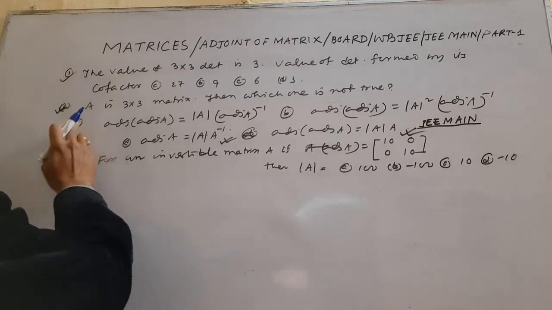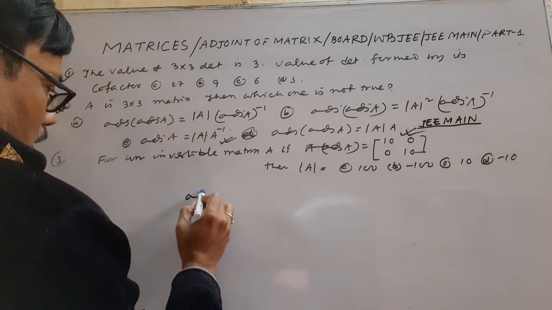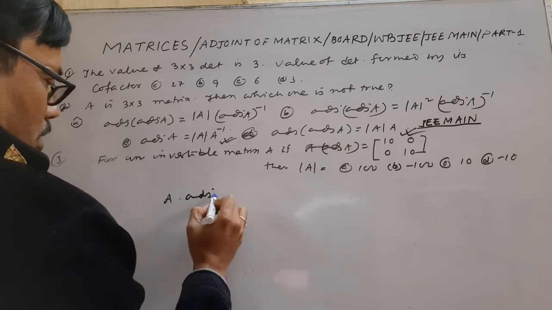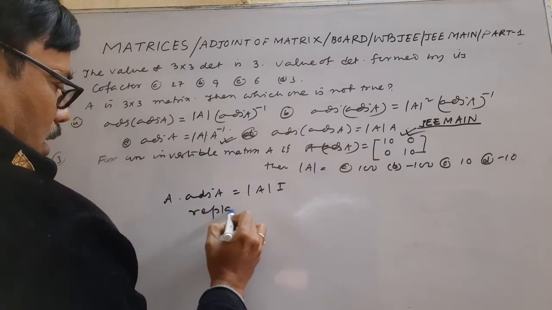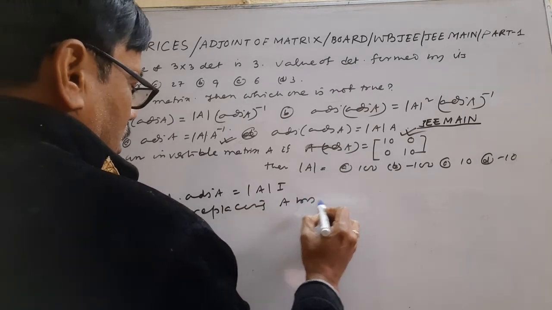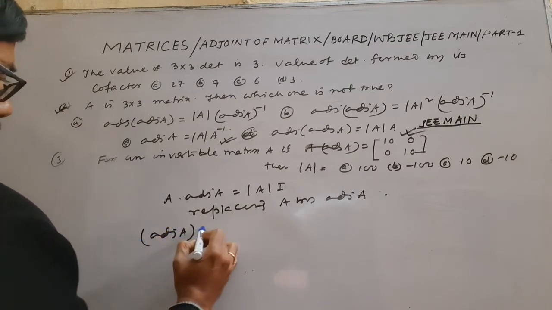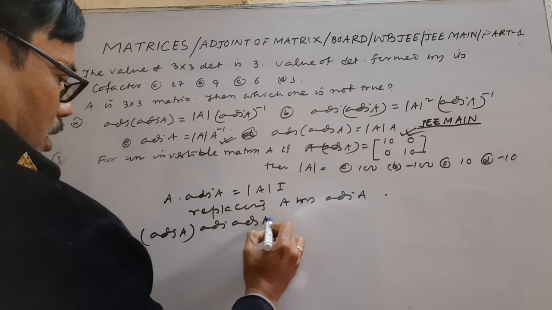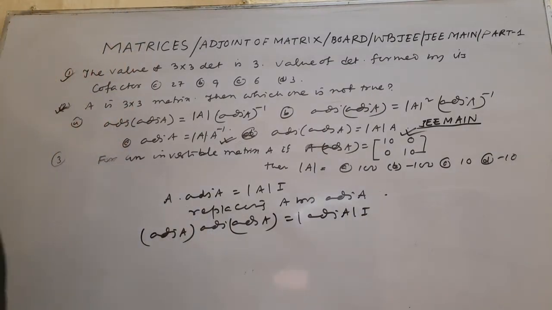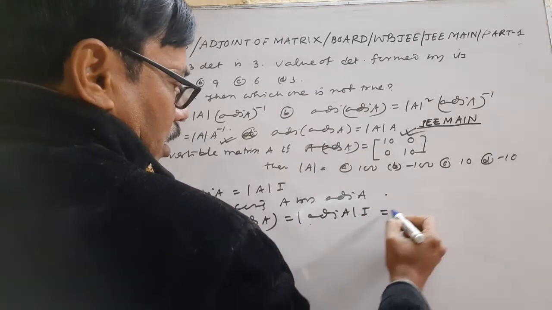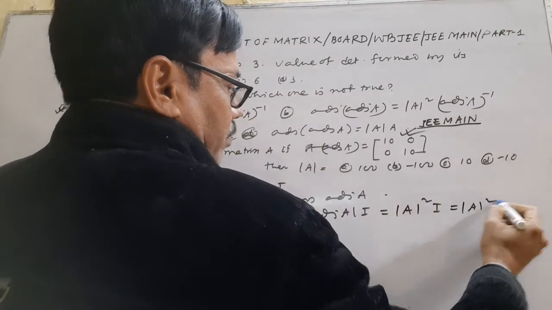Now, problem, now condition, option A and B. Now, A into adjoint of A equals determinant A into I. So, replacing A by adjoint of A. So, this is adjoint of A, adjoint of adjoint A, determinant adjoint of A into I. So, determinant of adjoint A equals A square into I. So, this is A square.